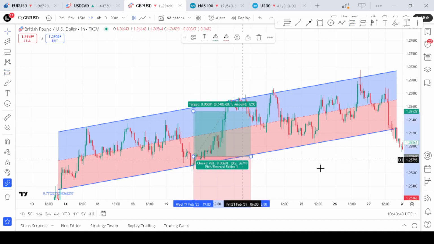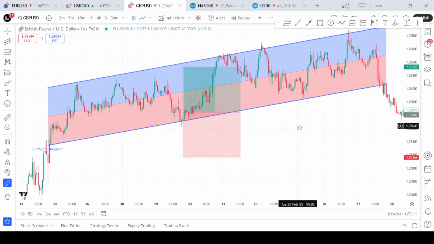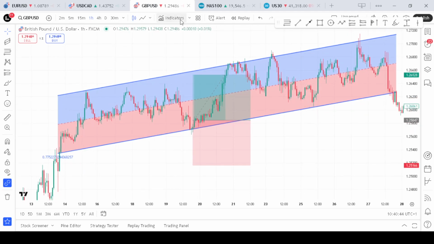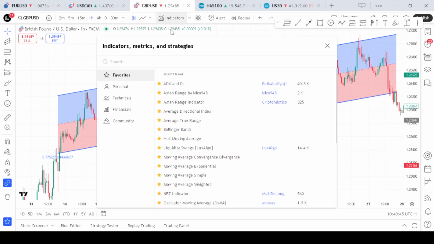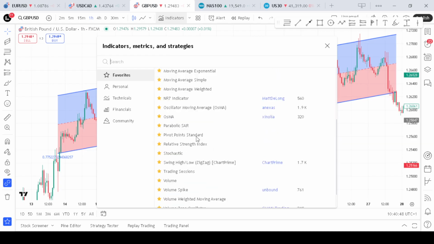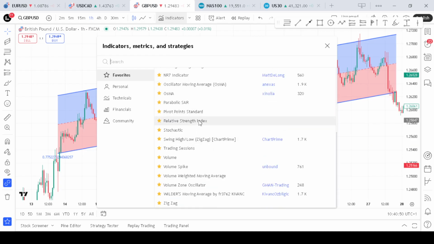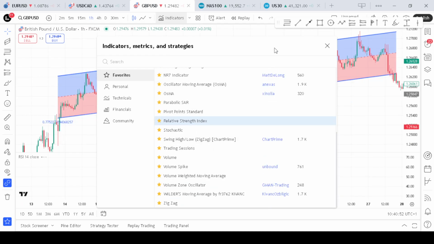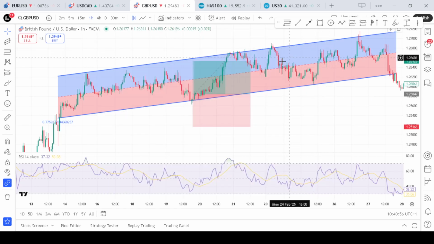We can combine this strategy with other indicators. An indicator we can combine this with is called the RSI, the relative strength index. This indicator helps us to spot overbought and oversold conditions in the market.